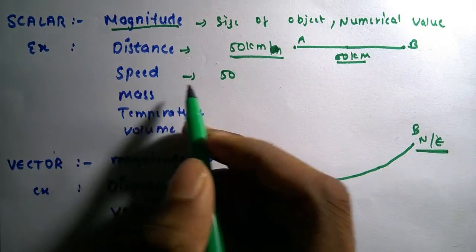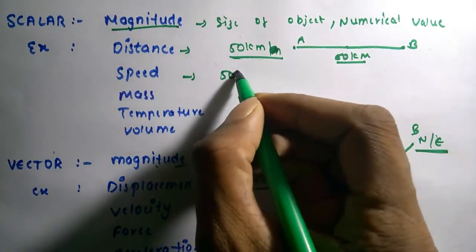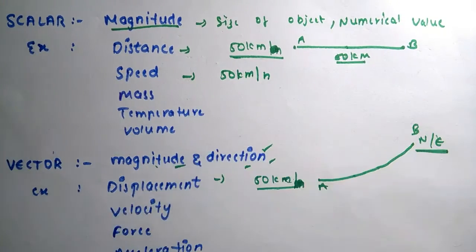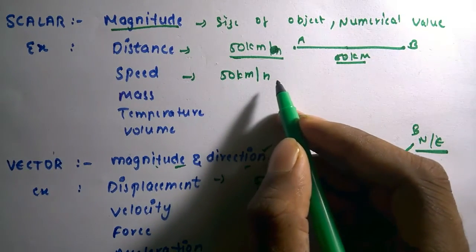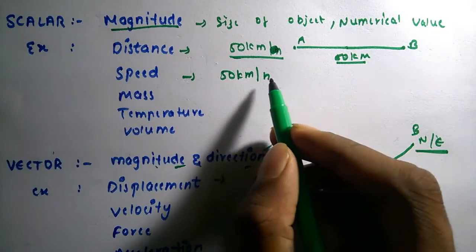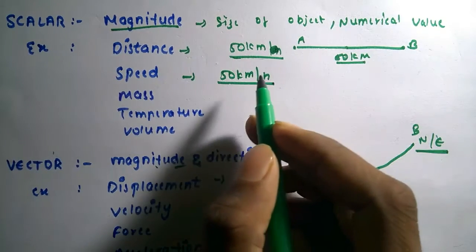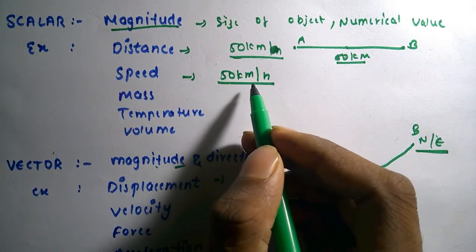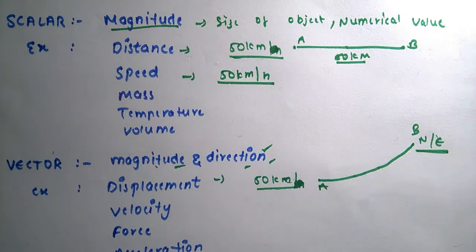Let us check the speed. Suppose a bus is traveling at a speed of 50 kilometers per hour, and I didn't say any direction here. I only said 50 kilometers per hour. In this case, speed is a magnitude, because it has only a numerical value. It doesn't have any particular direction, so speed is a scalar quantity.